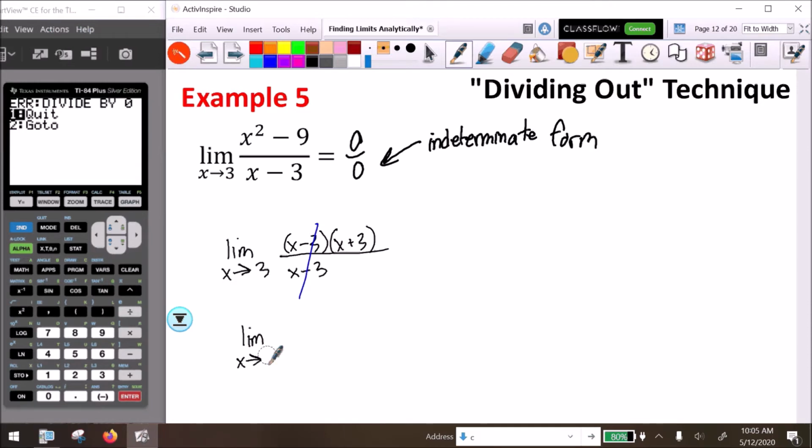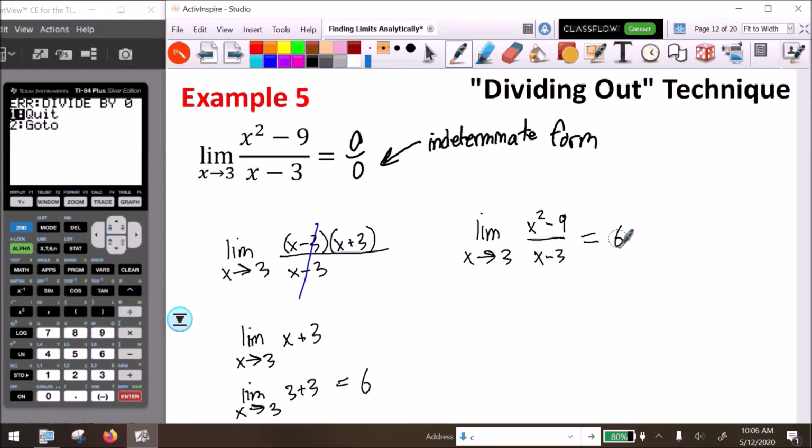Alright, so we really have to find the limit as x approaches 3 of this function here, which can be solved via direct substitution. The limit as x approaches 3 of this, we can just directly substitute in 3, and 3 plus 3 is 6. So this is going to equal 6. So the limit as x approaches 3 of x squared minus 9 over x minus 3 is equal to 6.